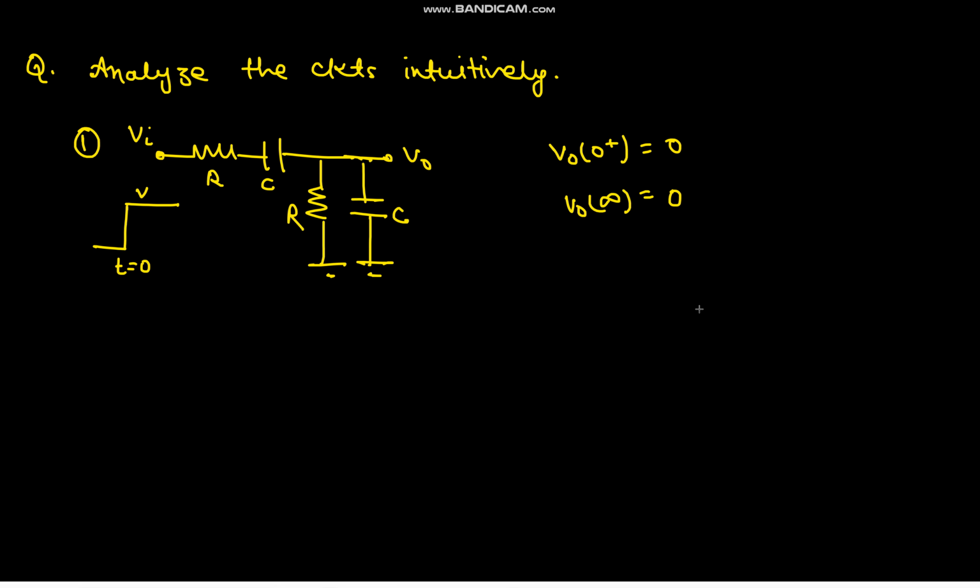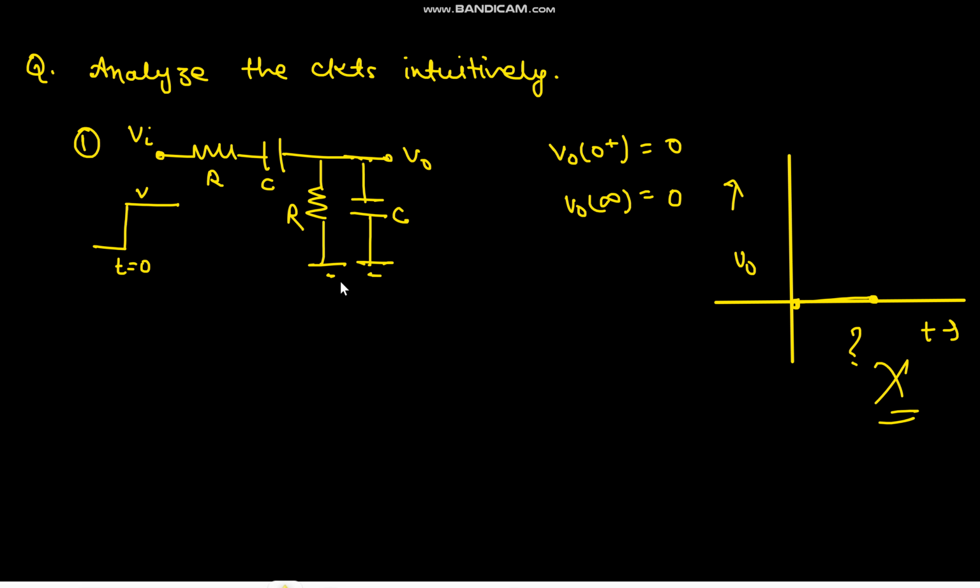So now how will your output look like? From V naught, t, like this, 0 to 0? No, because it's not a zero order or first order system, it's a second order system. Why? Because it is having two poles. How can you tell it is having two poles?